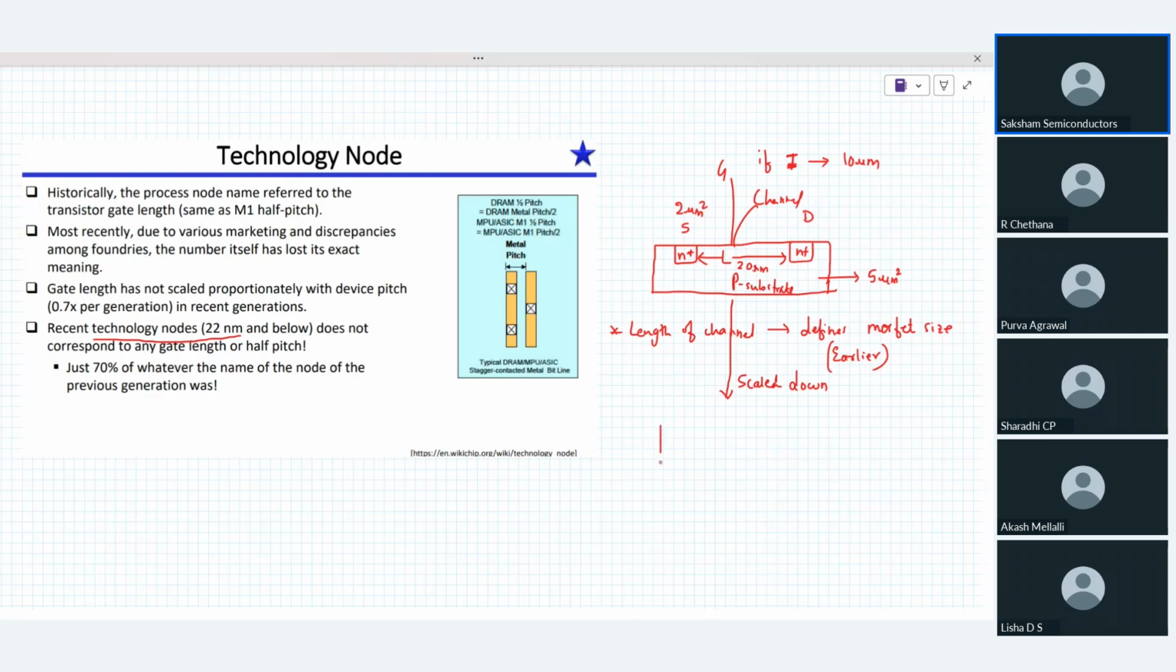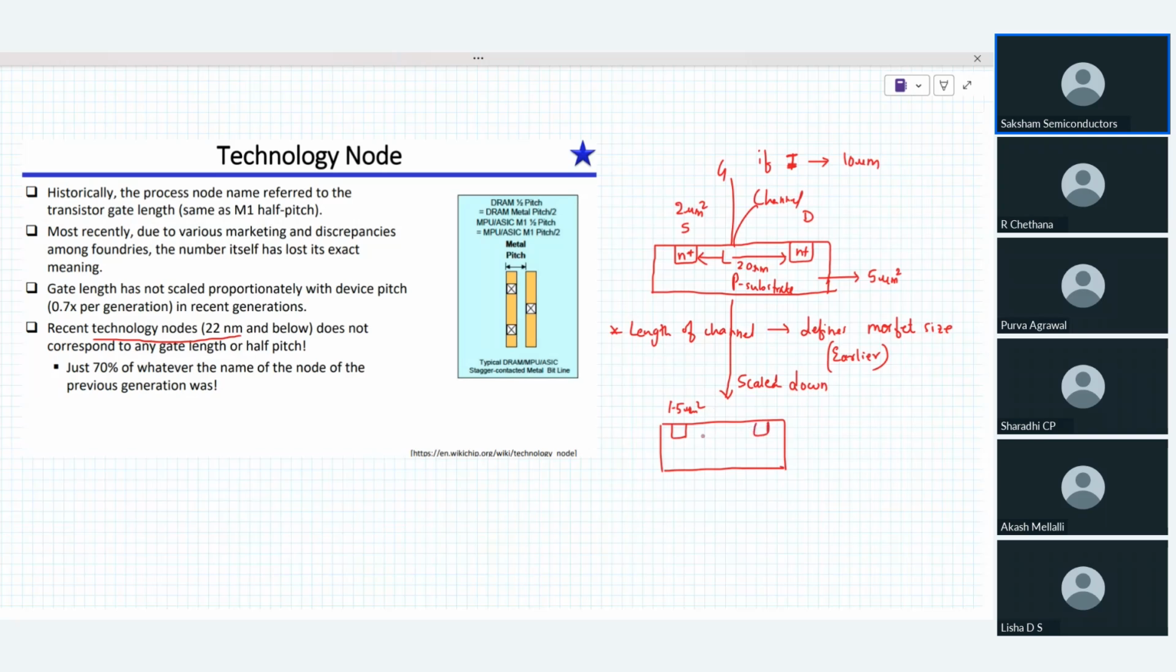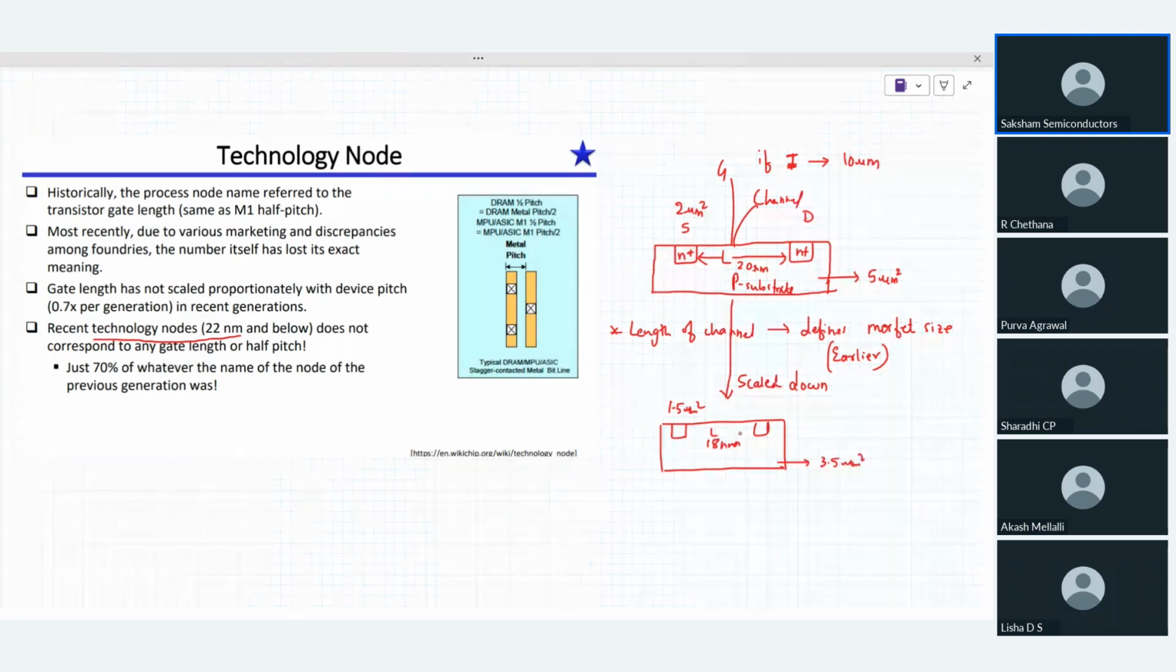That means when I scale down this MOSFET and I change it to, let's say, 1.5 square micrometer area, and let's say I reduce the length from 20 nanometer to 18 nanometer, and I'm trying to change the size of the substrate also from 5 square micrometer to 3.5 square micrometer. When I do this entire thing, the current is still going to remain at 10 micrometer. So that is basically the scaling down.